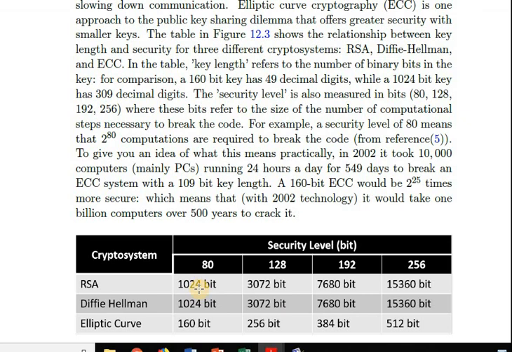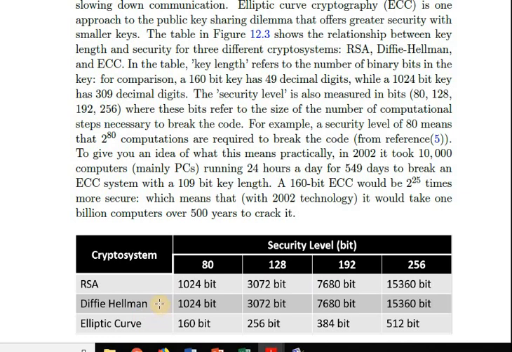1 bit is a 0 or a 1. So 1024 bits means I have to send 1024 zeros and ones. And you can read about these different security levels. 256 is the most secure. And these are different encryption technologies.